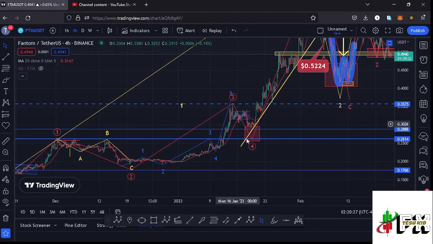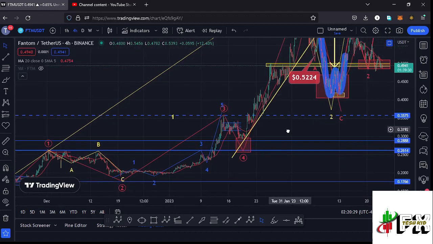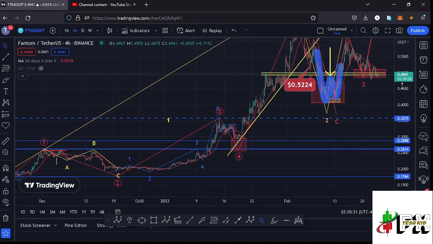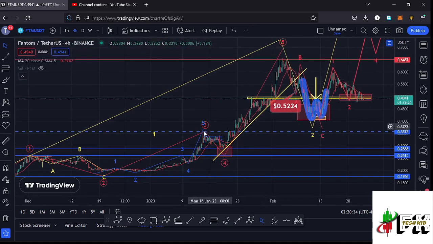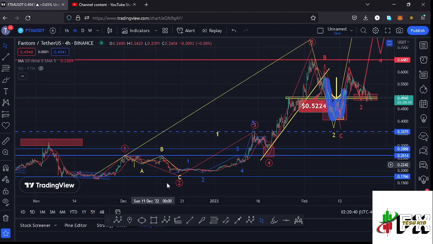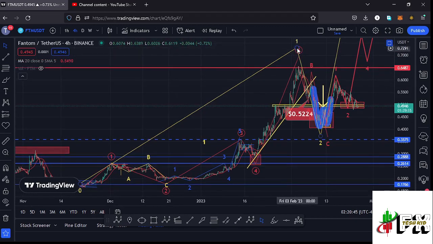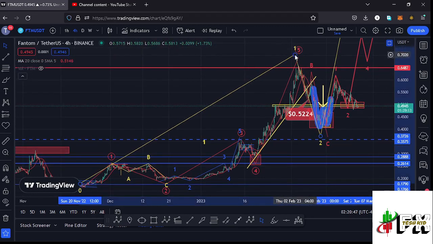Then we saw a corrective structure in the formation of that wave 4, and after seeing the low for that fourth wave, we started this massive bounce to the upside in the formation of this wave 5, in a move that has now given us a peak at around the $0.657 mark. And after seeing this 5-wave structure to the upside in red, we completed an even larger Elliott wave contour to the upside of this Elliott wave structure right here in yellow.